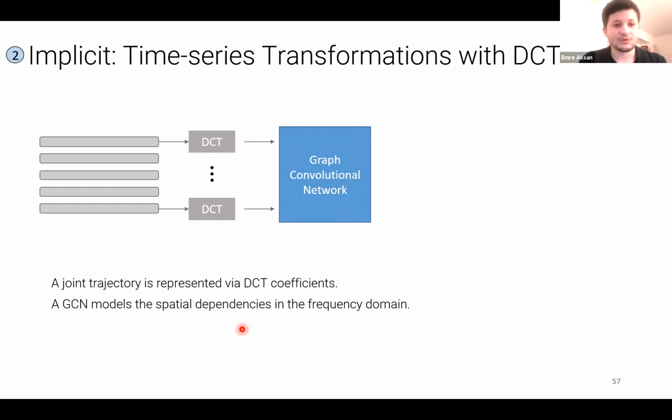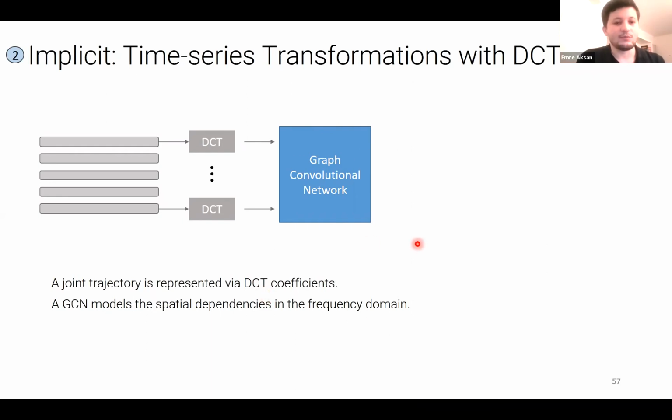In the second approach, which I call implicit, people use the trajectories. I call it implicit because we no longer model the temporal data directly. Instead, as I said earlier, we get the trajectory of a particular dimension and pass it to a transformation function, such as the discrete cosine transformation, and we now have coefficients, like DCT coefficients, representing that trajectory.